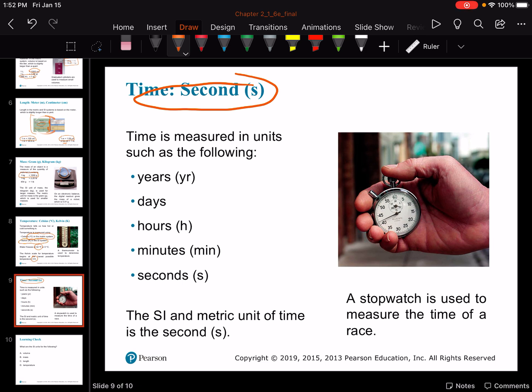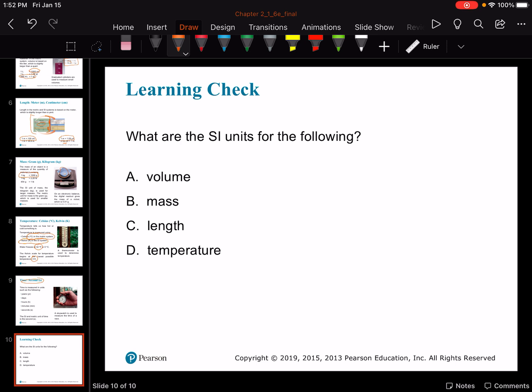Okay? So let's just end this conversation with a brief quiz. What are the SI units for each of the following? Pause the video here and write out your answers. Okay, so I'm going to assume that you were compliant and you paused it.